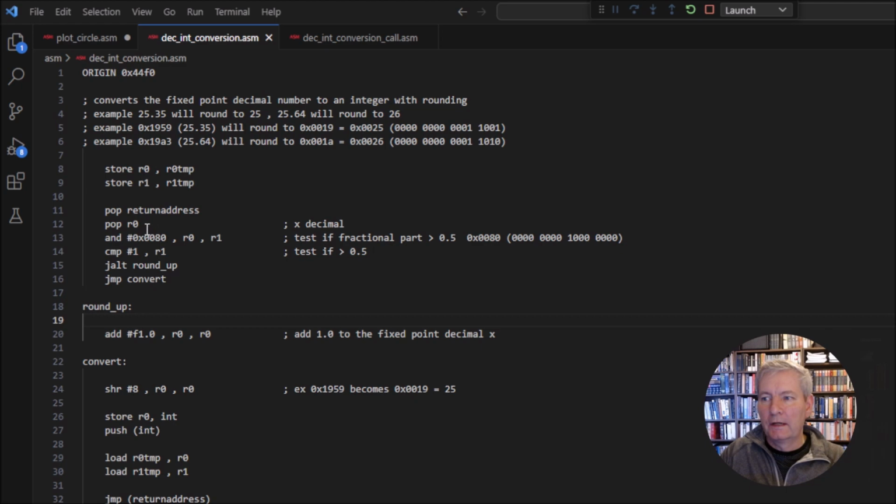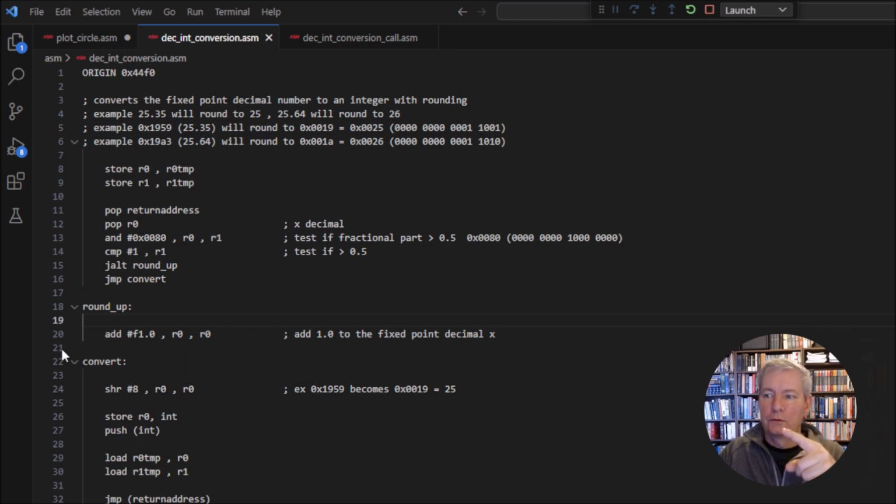So what we're going to do is take in the fixed point number, and the first thing we want to do is check and see whether the decimal part is greater than or equal to 0.5. So we can do this here, so we can AND the register R0 with the value 0080. So 0080 is 0.5.